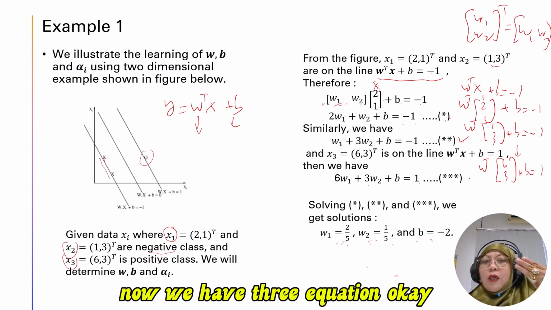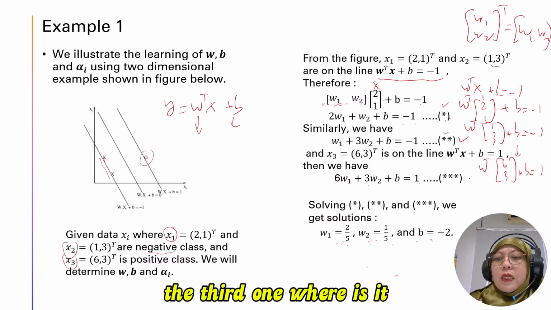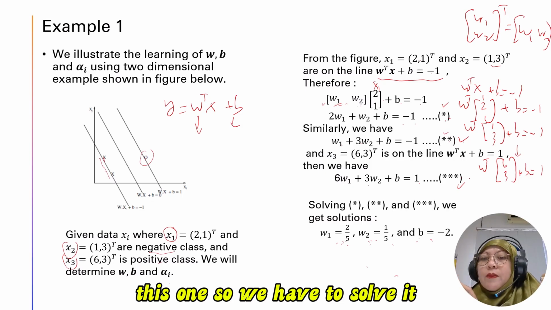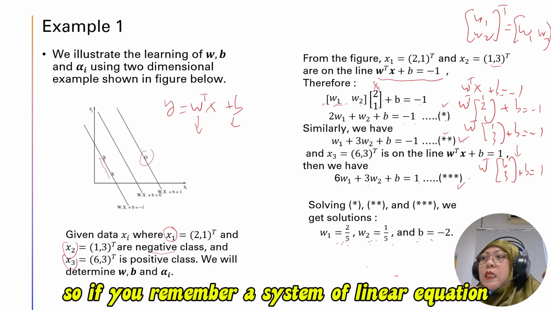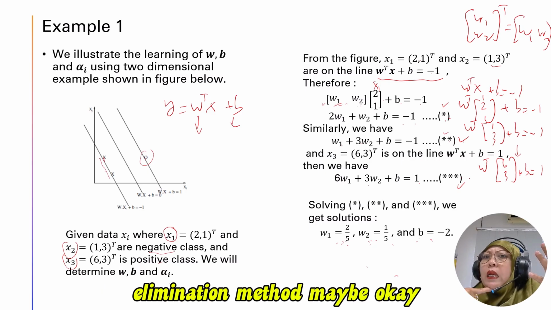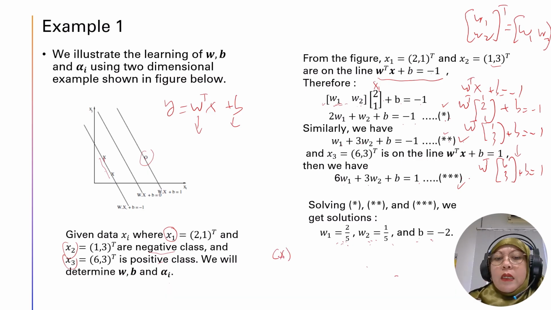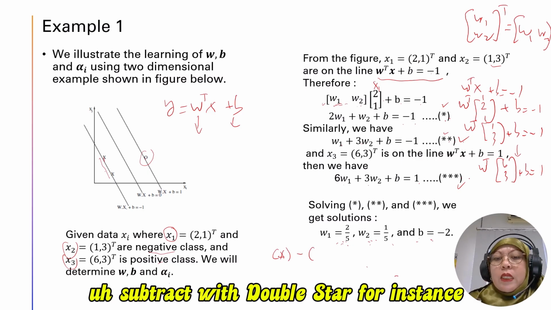Now we have 3 equations: the first one, the second one, and the third one. So we have to solve them. If you remember a system of linear equations, we can do it one by one, or you can use the elimination method. For instance, we start from single star, subtracting the double star.